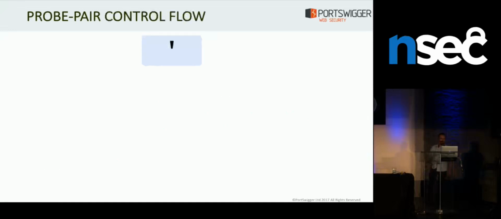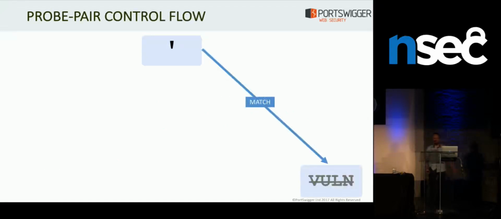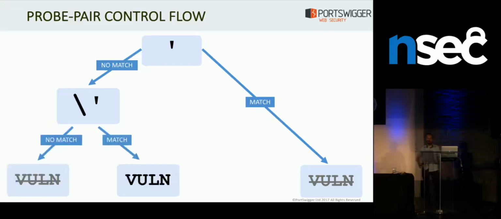So just to give a visual overview of how that's going to work, in this specific case, we're going to append a quote to the input. If we get the same as the original response, that's not vulnerable, we can just give up straight away. But if that doesn't match the original response, we're going to try escaping the quote, and then depending on whether that reverts the behavior or not, we can conclude whether there's potentially something interesting happening here or not.